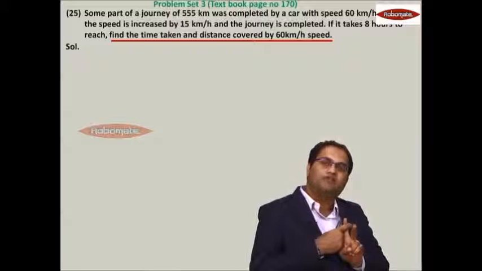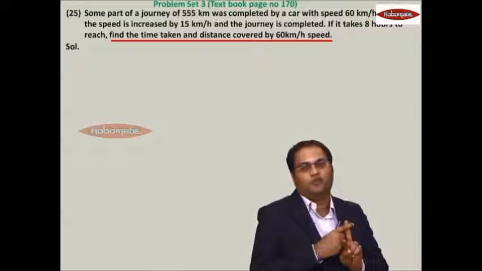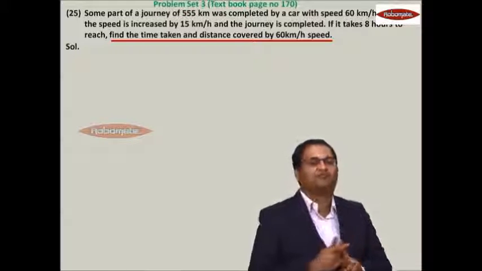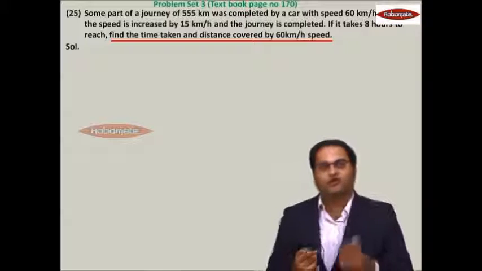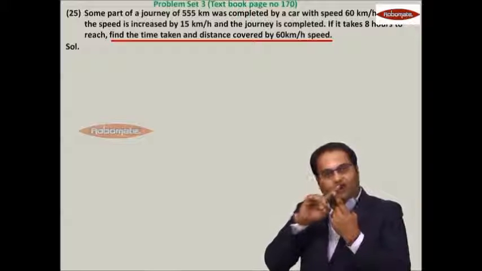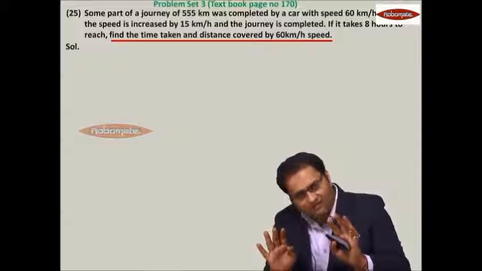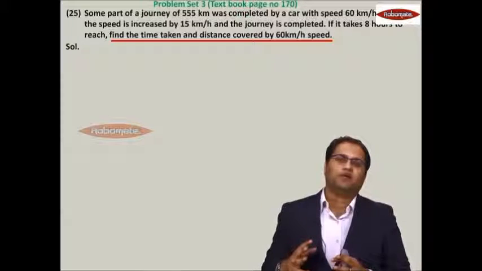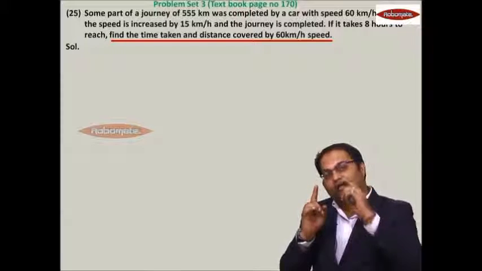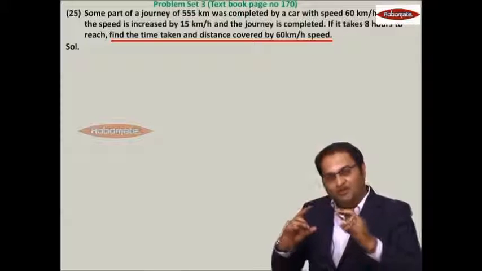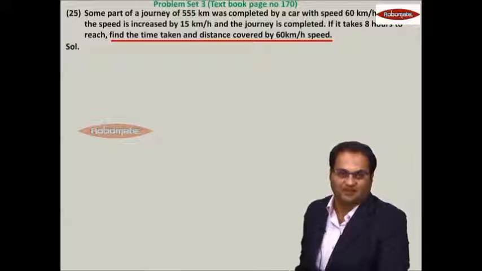Let the time taken by 60 kilometers per hour speed be X, and let the distance covered by 60 kilometers per hour speed be Y, right? Now listen. We can do this, but if we use this method, we will get the answer, but the calculations would become a bit complicated. So in this particular sum, we will not go as per our rules. We will use something else as X and Y. For that, let us understand this sum.